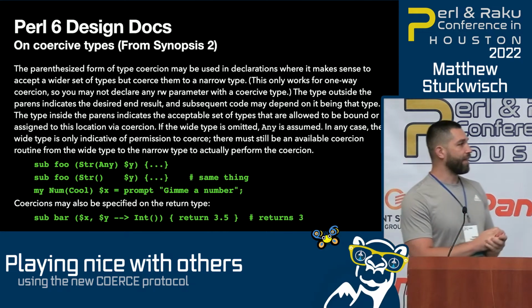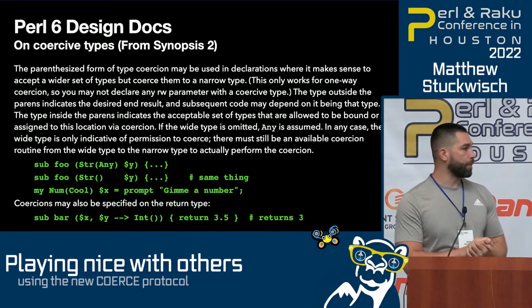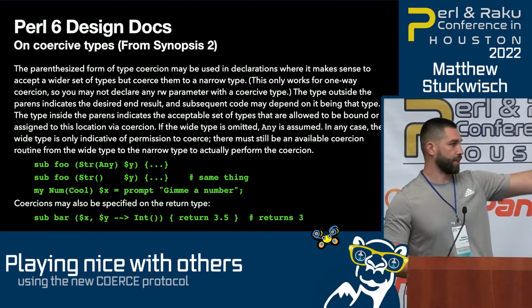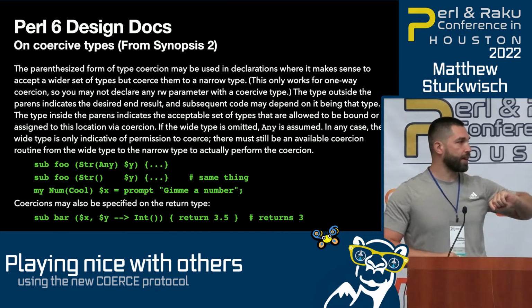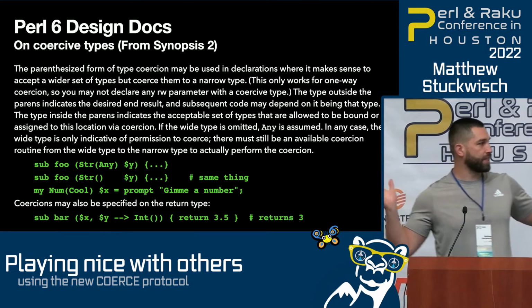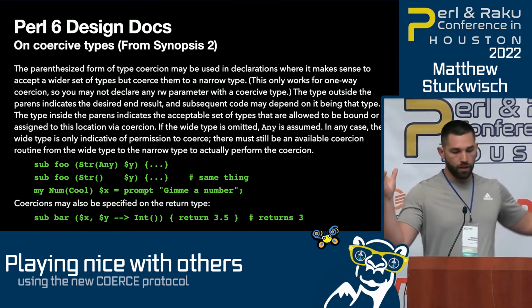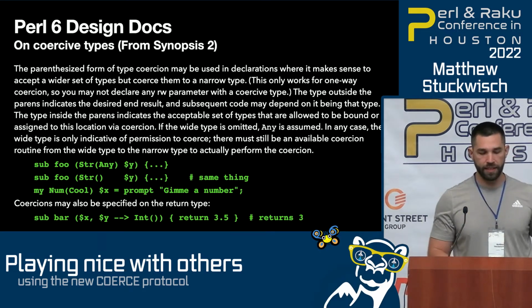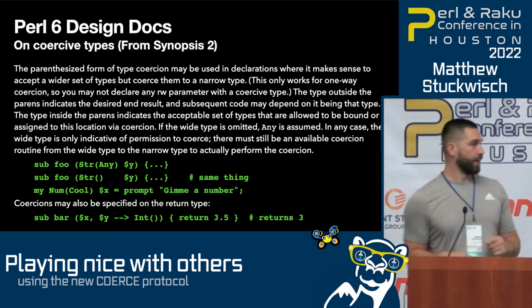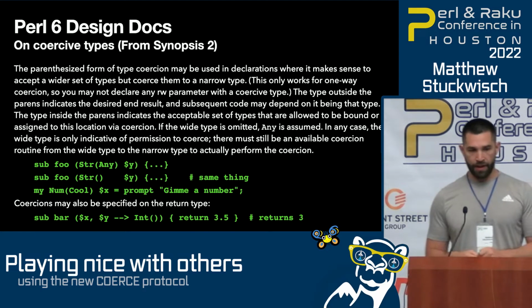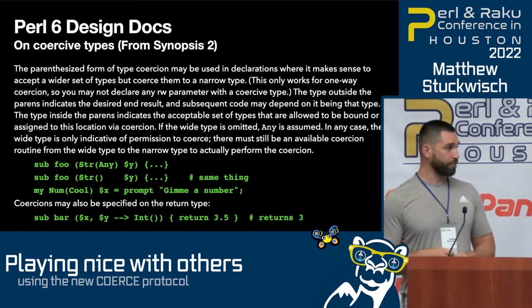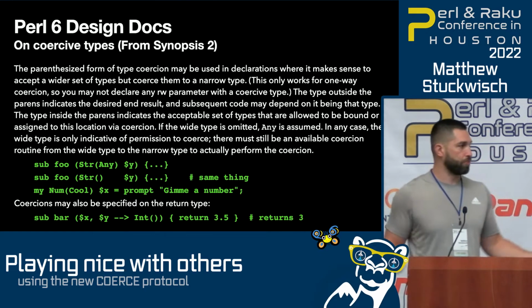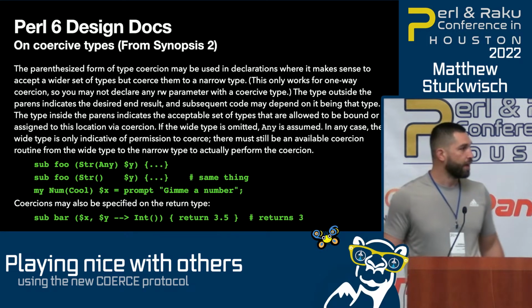All right, and then this one is mainly talking about subroutines. And it basically says, hey, if you've got a type outside the parentheses, this is the desired end result, right? And the subsequent code will depend on that one and can guarantee that it's going to be that one. And what's inside is the one that we can go from. And if we don't do it, we assume Any, which is sort of how Raku works in general. You just assume Any if you don't mention anything.